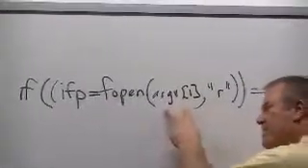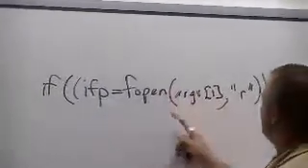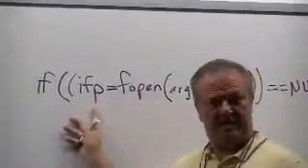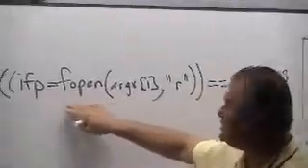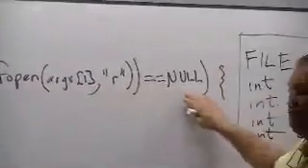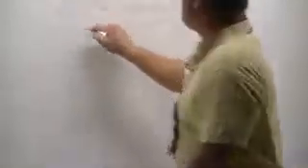Now what do I need to do? Open the file. We've agreed that argv1 is the name of the file, and I assign this fopen to the ifp, which is the input file pointer, in read-only mode. If this operating system call fopen returns the value null, what does that mean? It didn't open the file. And if it didn't open the file, what do we do? We say, can't open the file, bye. Exit. Make sense or no? Yes.